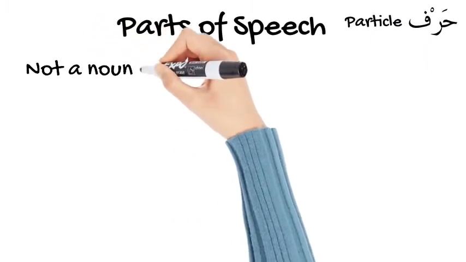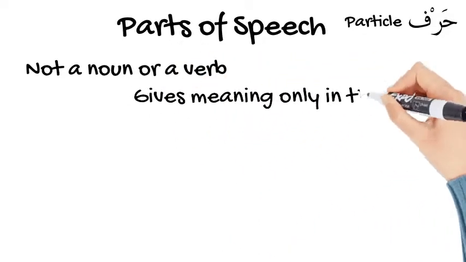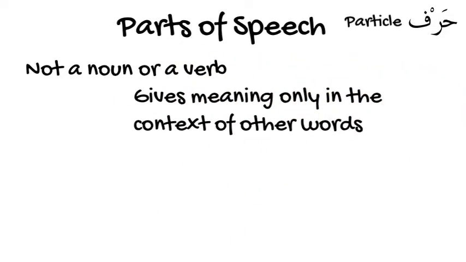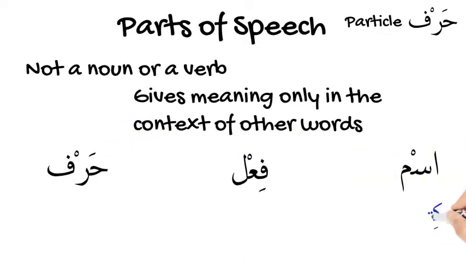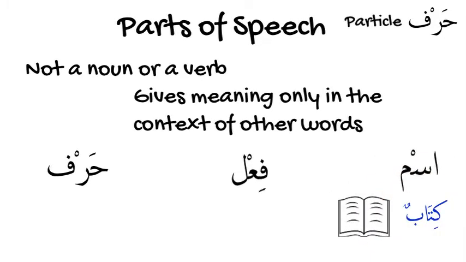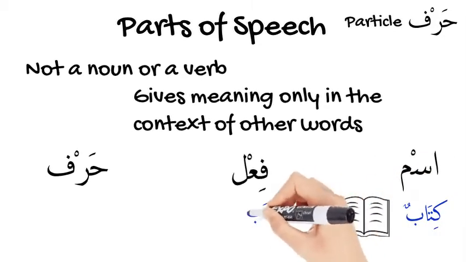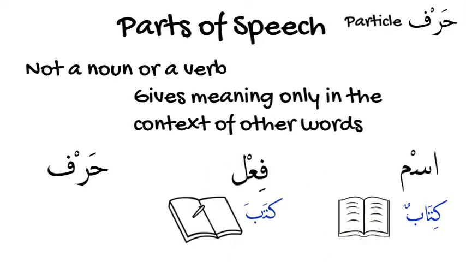Particles are anything that is not a noun and not a verb. And they're different from nouns and verbs in that they only give meaning in the context of other words. And what that means is, let's take some examples of ism, fi'l, and harf. So an example of an ism or a noun is kitabun. And when I say kitabun, you know that this means a book. An example of fi'l would be kataba, and you know that kataba means he wrote. So those two words have meanings in themselves.